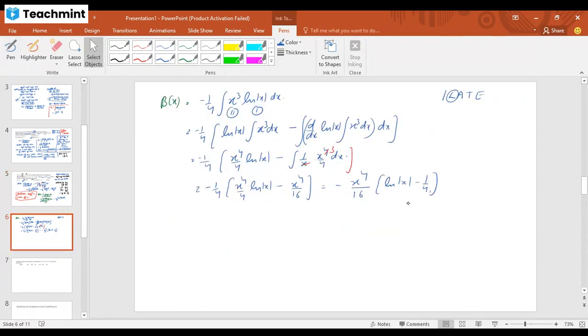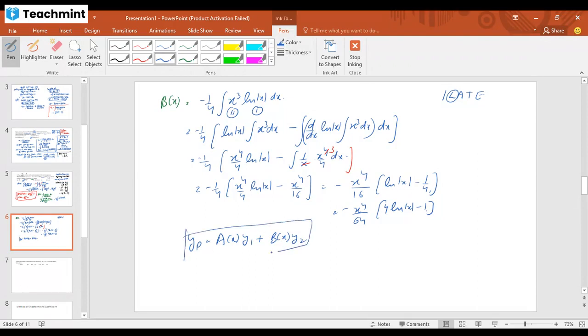Okay, or I can take this 4 also common. Then this is minus x power 4 by 64 times 4 times log of mod x minus 1. So this is the value of dx, and what is the particular integral? This is ax y1 plus bx y2. So substituting the value of ax and bx in this formula, you can get the value of particular integral.